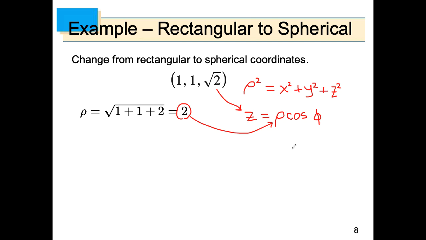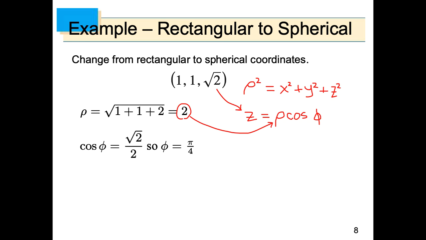Having said that, we go ahead and divide both sides by rho. We end up getting cosine phi equals rad 2 over 2. The top here is our z value, the bottom value here is rho. And rad 2 over 2 is a very common ratio that you've seen many times in trigonometry and pre-calculus and beyond. So cosine of phi equal to rad 2 over 2 is going to give us phi equals pi over 4. So we found rho, we found phi, now time to find theta.